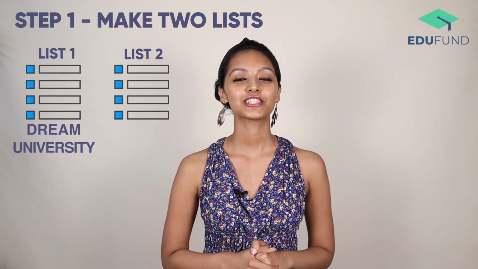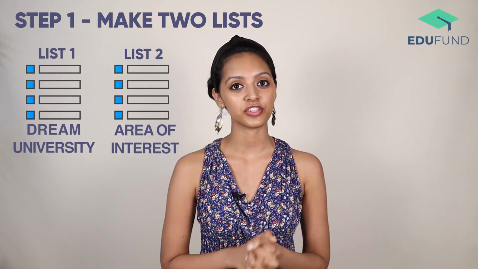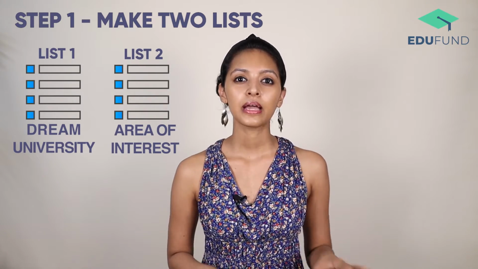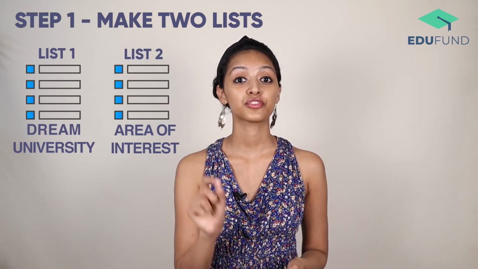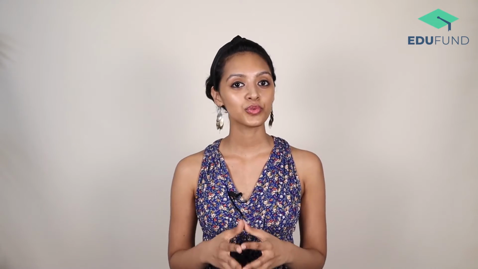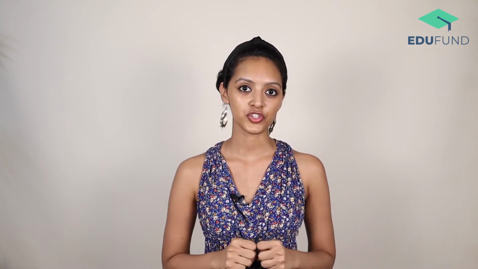The second list is going to be universities that are specific to your area of interest. Now, some of these dream universities might be great, but they may not be the best for the area of interest that you're looking for. So in that case, what you need to do is just write down, okay, my interests are XYZ, and these are the top universities in my area of interest.